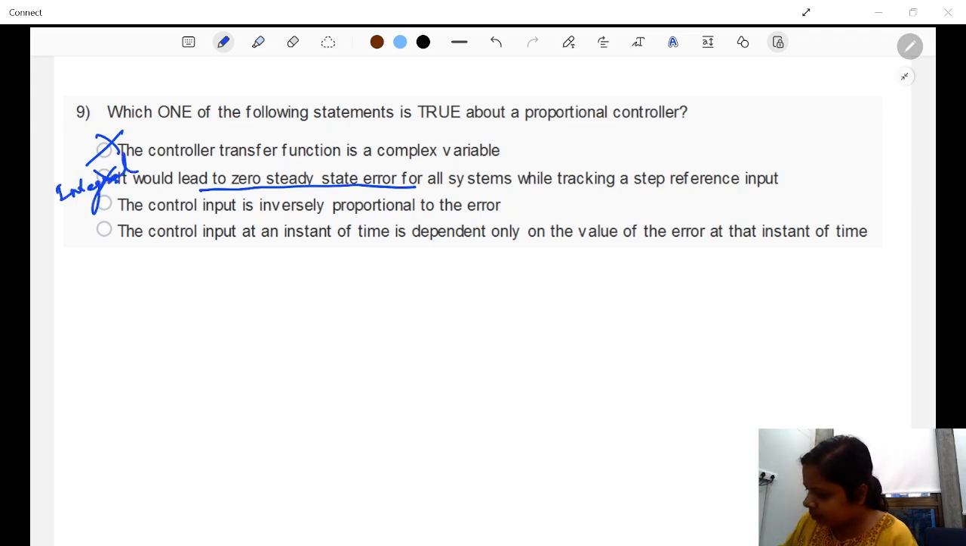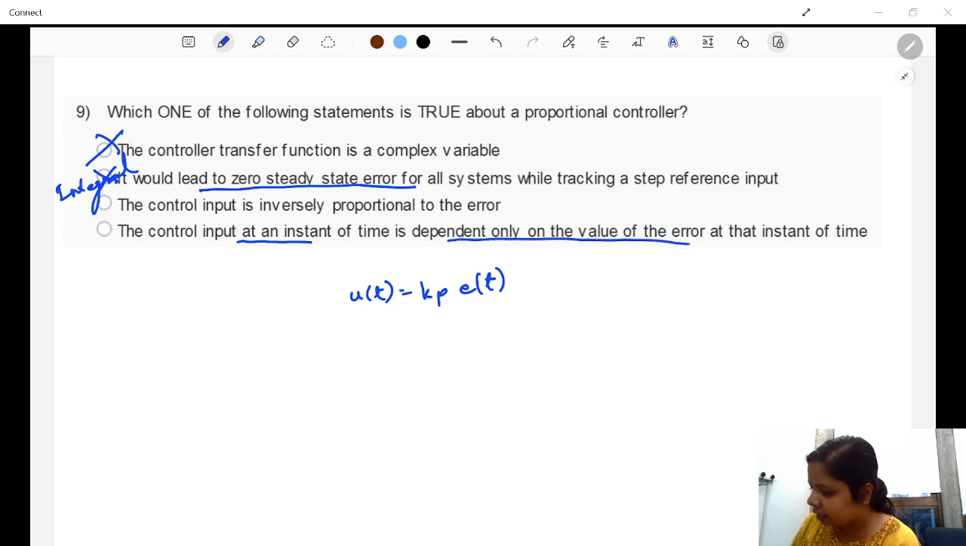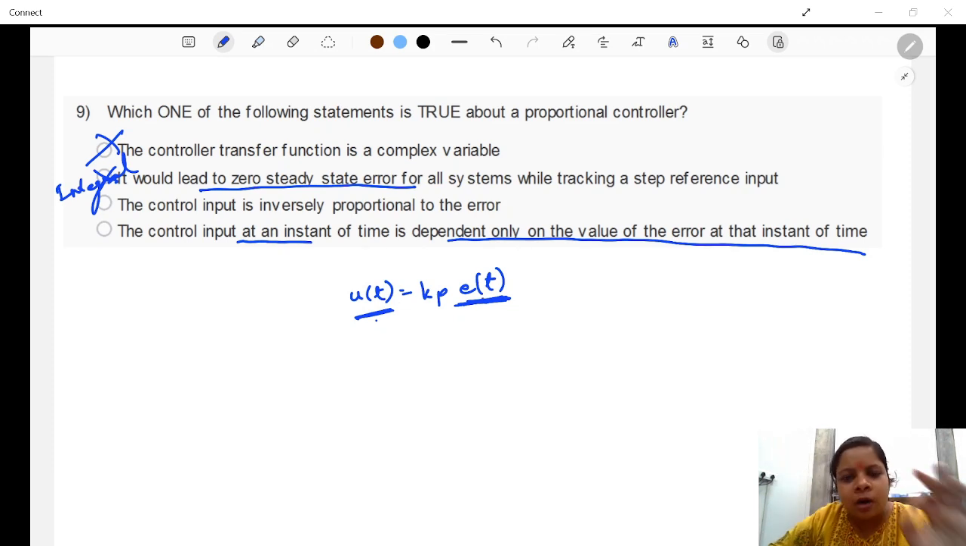Okay. Then the control input is inversely proportional to the error. No, it was u(t) is equal to Kp into e(t). The control input at an instant of time is dependent only on the value of the error at that instant of time, right? So at e is equal to t, you get the control input at that instant of time only. Means it does not integrate, it does not differentiate, it just takes into account that instant only. That is why your answer is this.